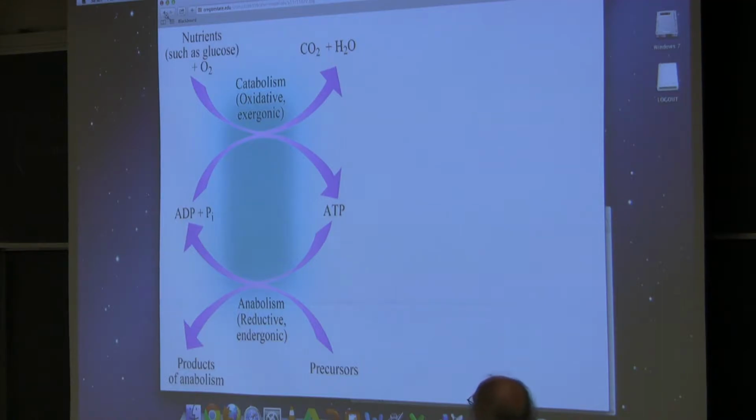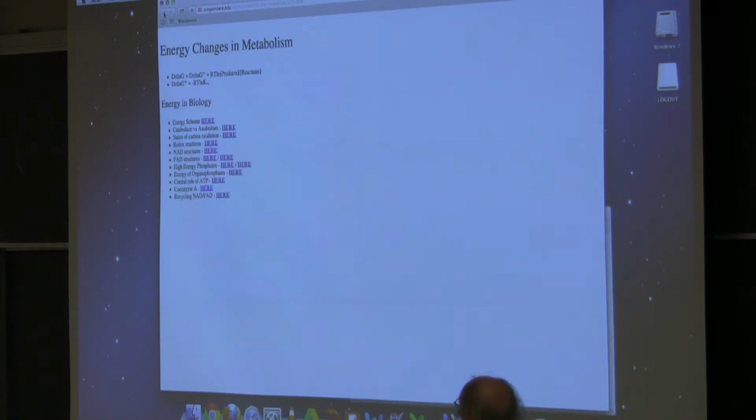The body is having to make and break down a lot of that stuff in a given day, and that's pretty cool. Okay. Well, the last thing I want to talk about on this slide is the actual energy itself.